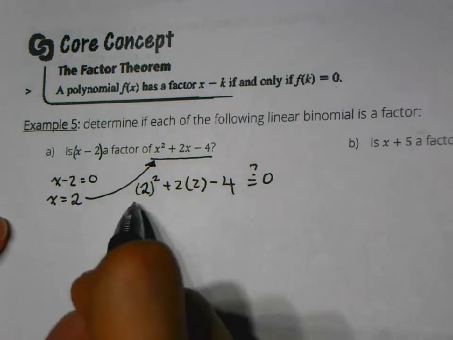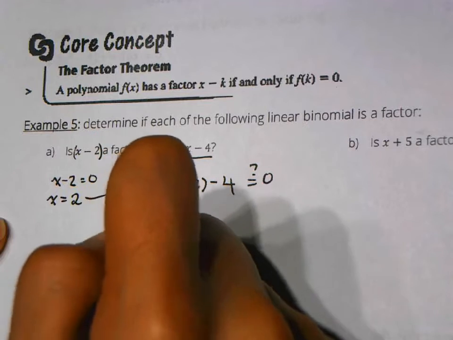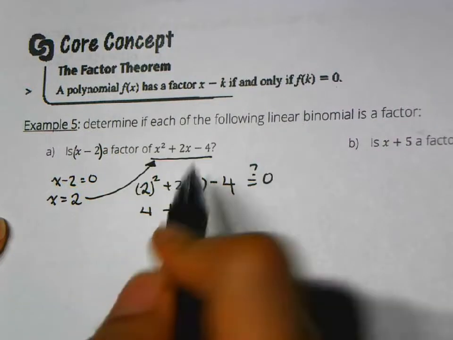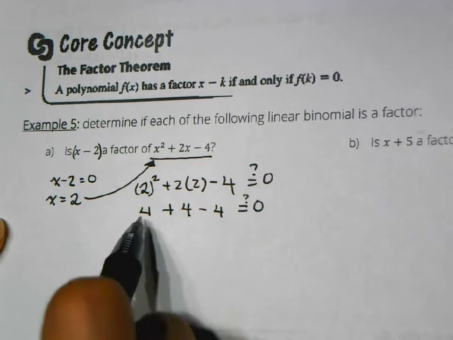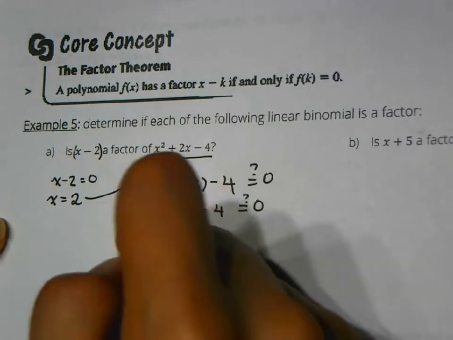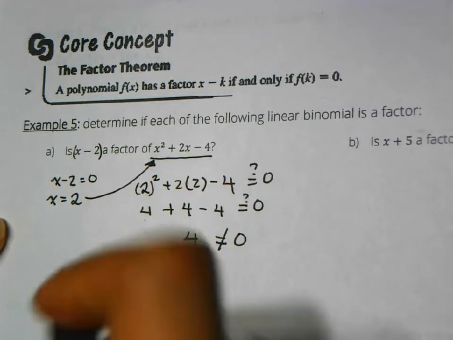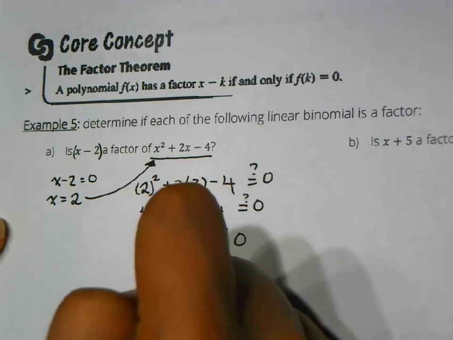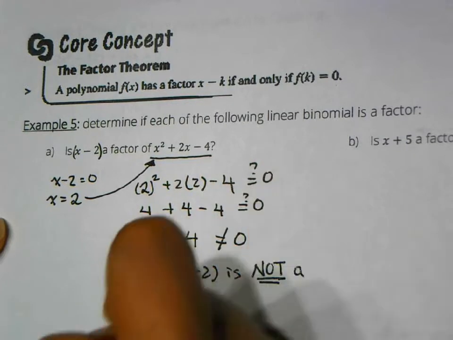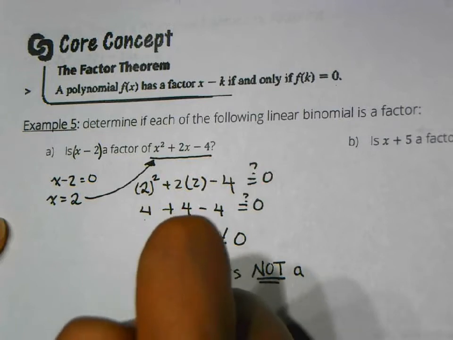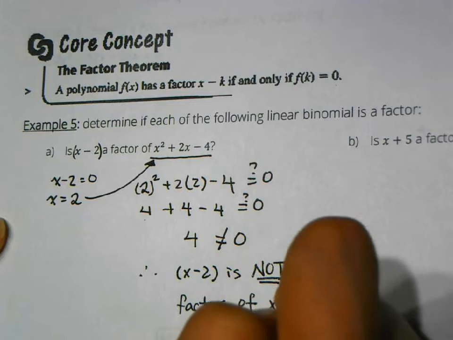So that's going to give me 2 squared is 4, plus 2 times 2 is 4, minus 4. Is that going to give me 0? 4 plus 4 is 8. 8 minus 4 is 4. So 4 is not equal to 0. Therefore, x minus 2 is not a factor of x squared plus 2x minus 4.